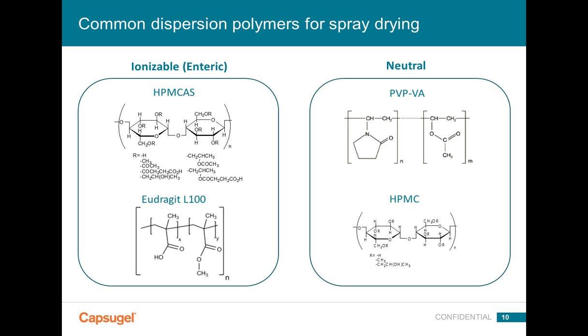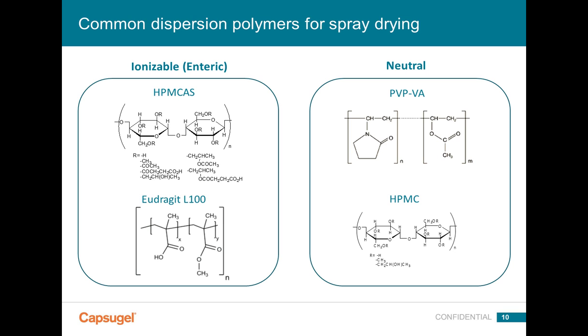Neutral polymers, on the other hand, are helpful for applications where we might desire dissolution in the stomach, or when chemical interactions between the API and an acidic polymer make the use of an enteric polymer impossible. There are many possible polymers for use in SDDs, but here are four of the most common ones.